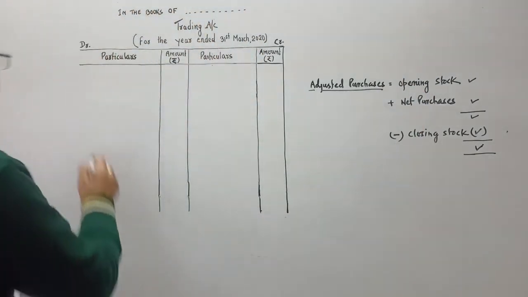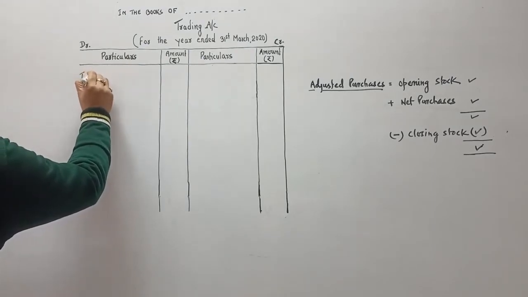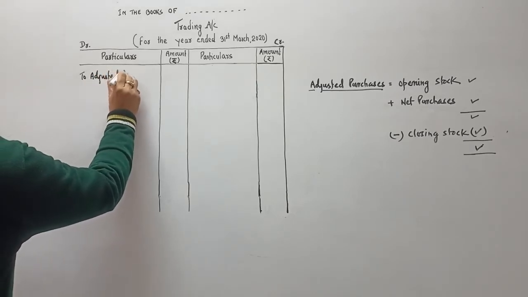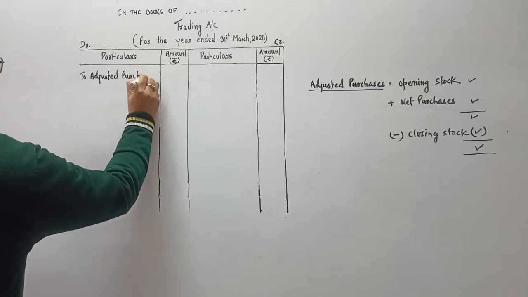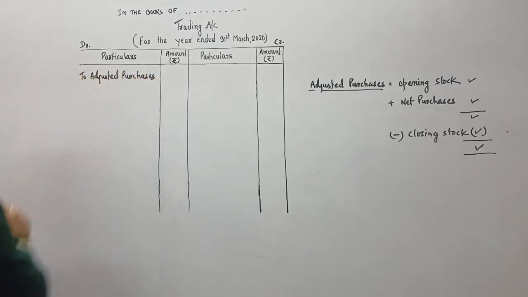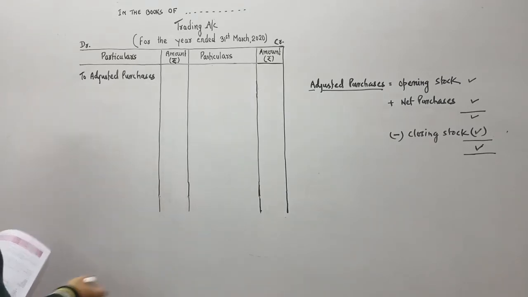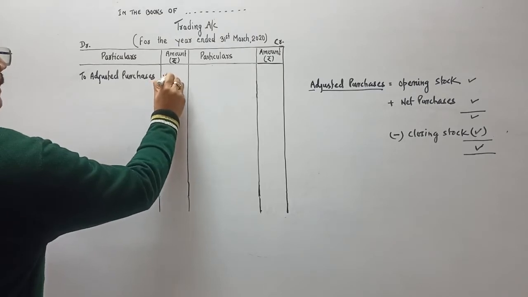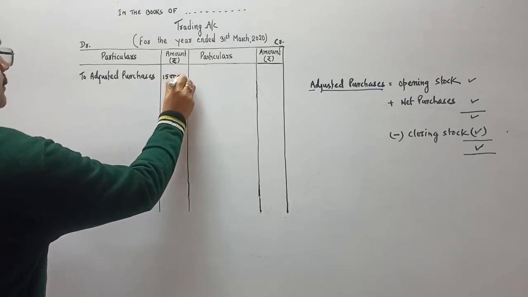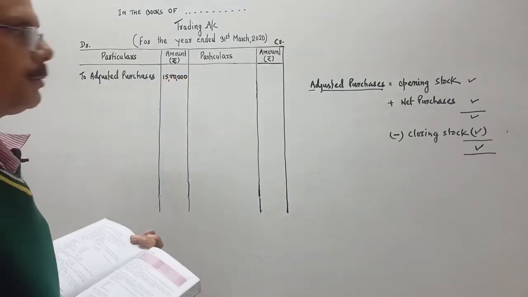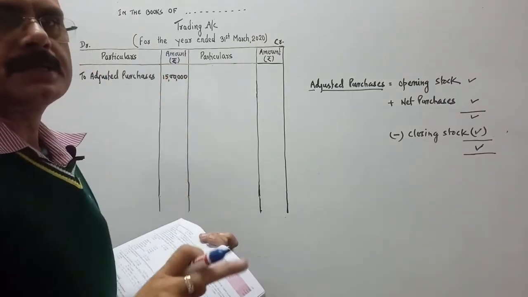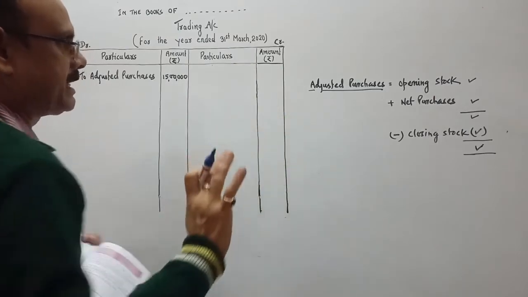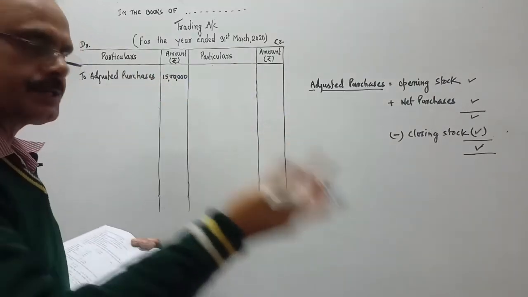So you write adjusted purchase directly in the debit side. This indicates opening stock plus net purchase minus closing stock. So adjusted purchase in the question is 15 lakhs. It means we are not going to write the opening stock on this side and closing stock on this side, because it is already adjusted.